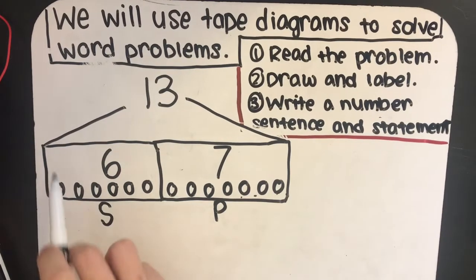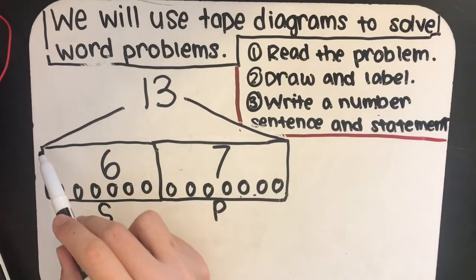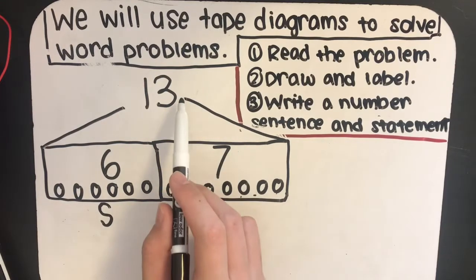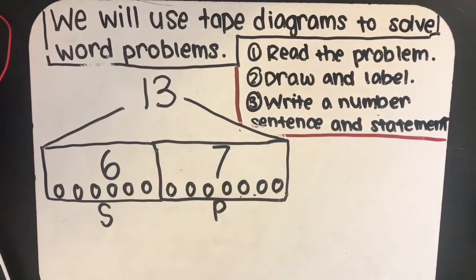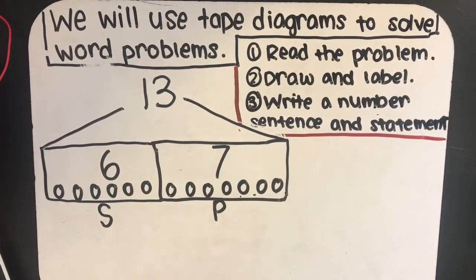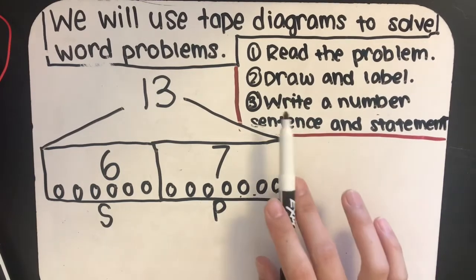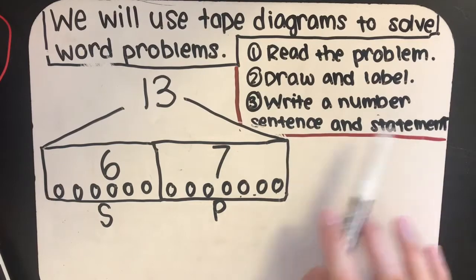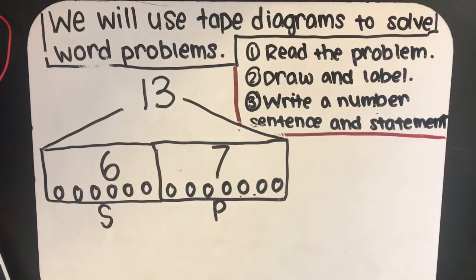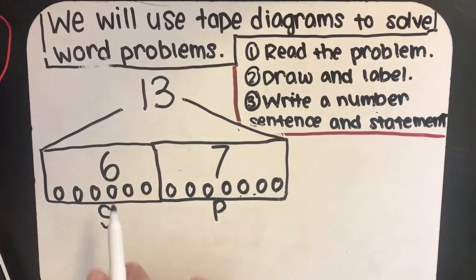Now, once you have your strip of tape and you put the 2 lines on top and you show the total, that is a completed tape diagram. That was pretty easy, wasn't it? Now that we drew and labeled, we can write our number sentence. And that's just as easy too.